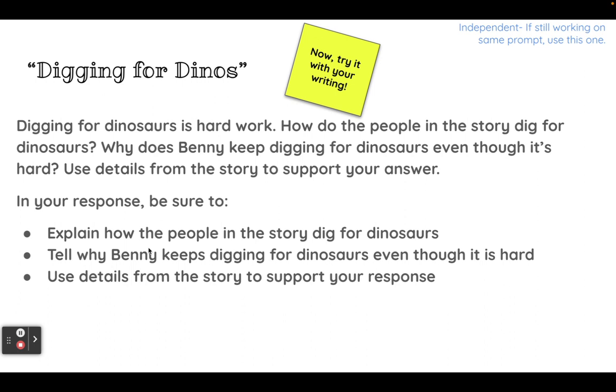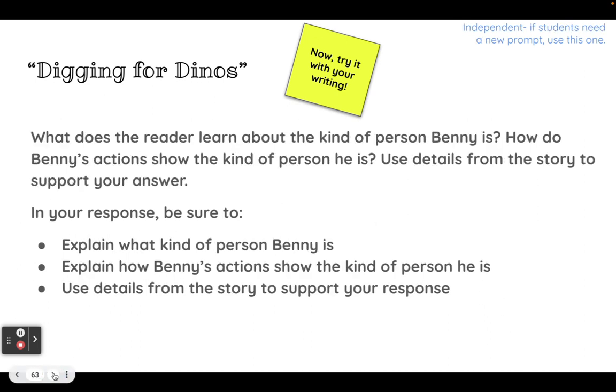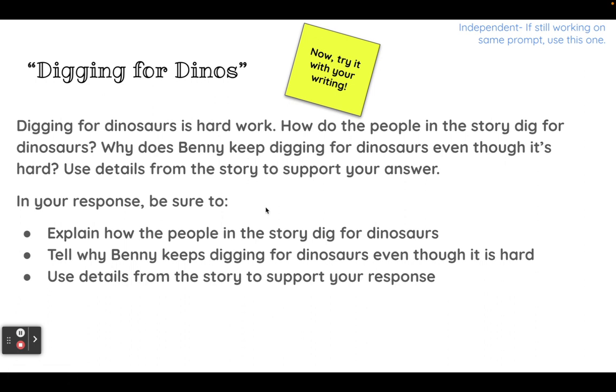So, now I want you to try this in your writing. I want you to think about, how do people in the story dig for dinosaurs? This is the same writing we've been working on, right? And I want you to think about your evidence and make sure that you're thinking about how it fits into your text. How are you including it? If you have finished writing at this point, you might could use this prompt also. But if you haven't finished writing, which I don't think anybody has, then we should be using the, how do people in the story dig for dinosaurs, and why does Benny keep digging for dinosaurs even though it's hard?